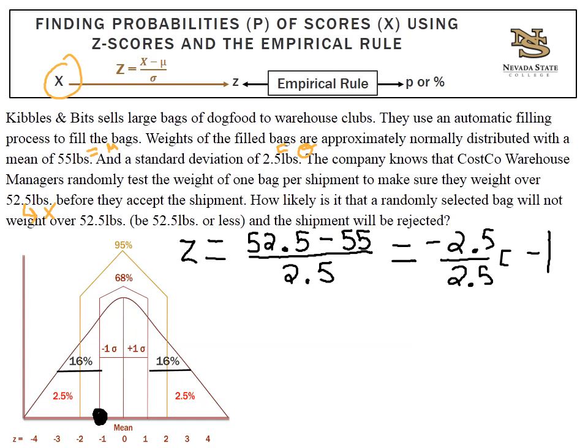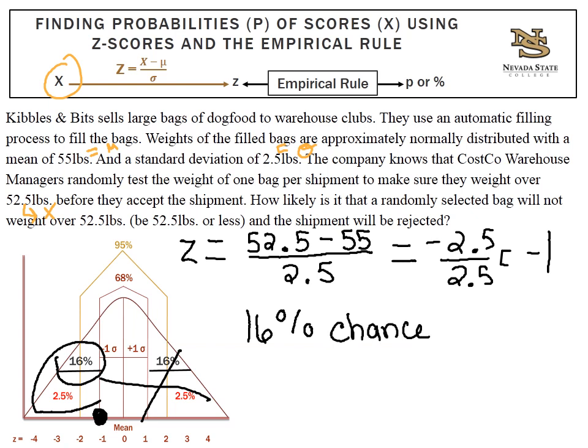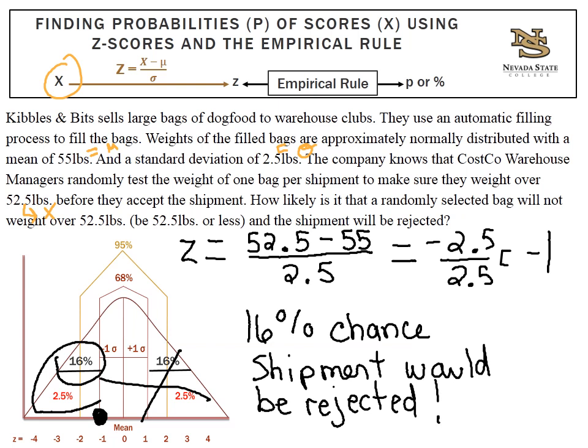So if we're talking about how likely is it that a randomly selected bag will not weigh over 52.5 pounds, right? It will not be here, it will be here, there's a 16% chance of randomly selecting a bag that is 52.5 pounds or less, because 16% of those bags are expected to be 52.5 pounds or less. So the final answer would be a 16% chance that the shipment would be rejected. It's probably not a very good likelihood. They need to lower that standard deviation, get more consistency. And that would be your final answer.